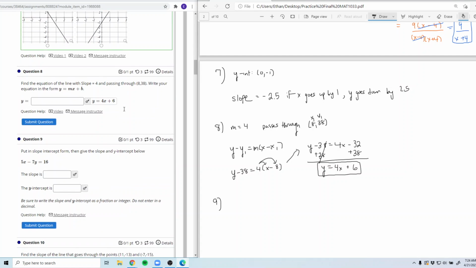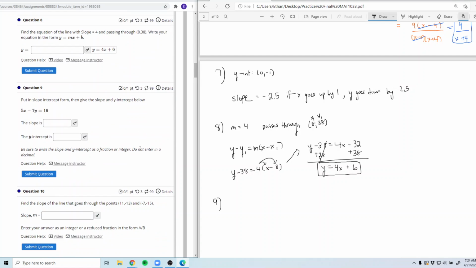Number 9. Number 9, we're given the equation of a line this time, so we're doing something else. We have 5x minus 7y equals 16. And it says put in slope-intercept form, meaning y equals mx plus b form, and tell me what the slope and y-intercept are. All right, it says do not enter as a decimal. All right, so what do we want to do?